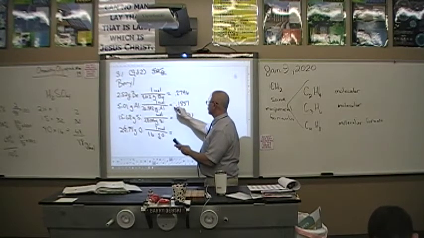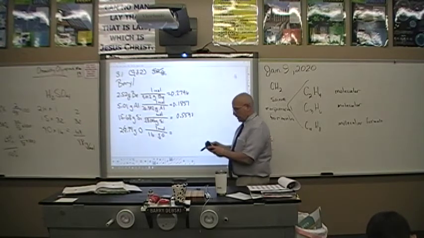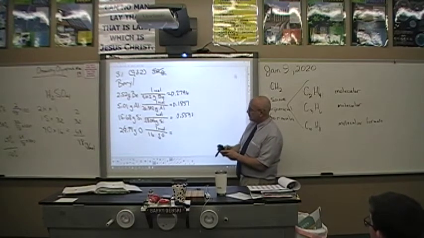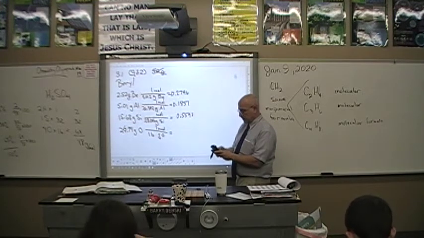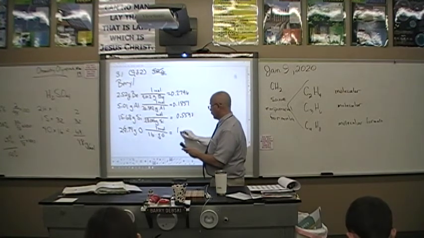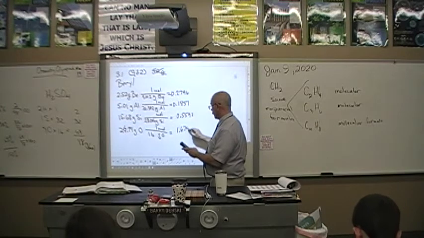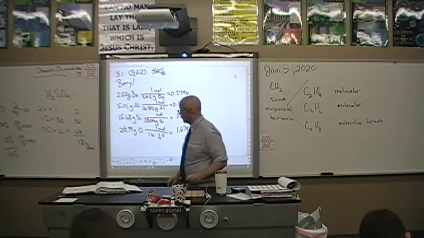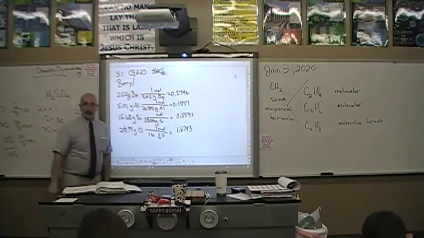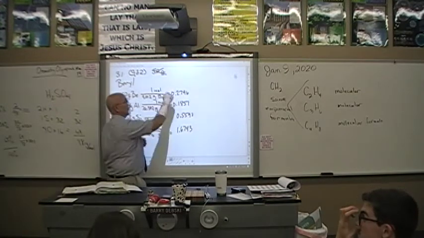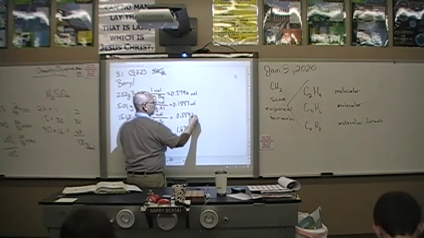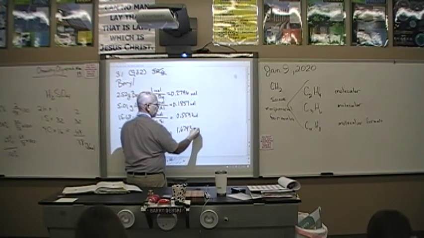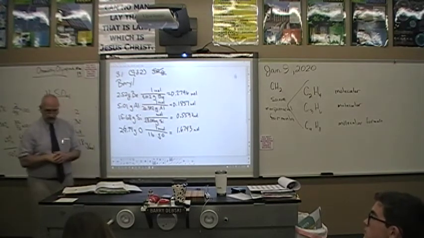0.5592. And the last one here, 26.79 divided by 16. 1.674. Okay? Everybody cool? This is moles. You can put a heading at the top, or you can call them all moles. Moles of this, moles of that, moles of silicon, moles of oxygen.